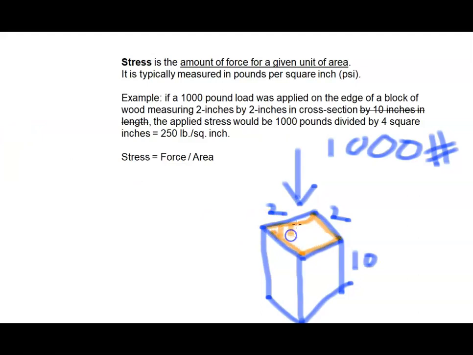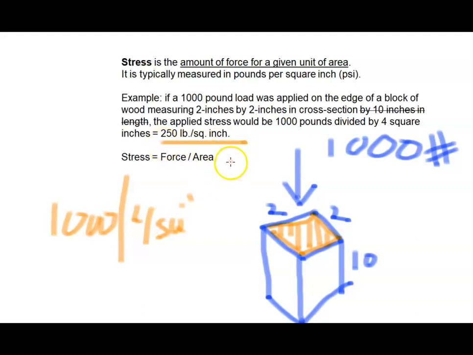is the cross-section, and that is the 4 square inches. We take that 1,000 pounds, divide it by the 4, and we get 250 pounds per square inch. The per square inch is describing this area right there. That is stress, force divided by area. You will notice that the 10 did not come into play yet.